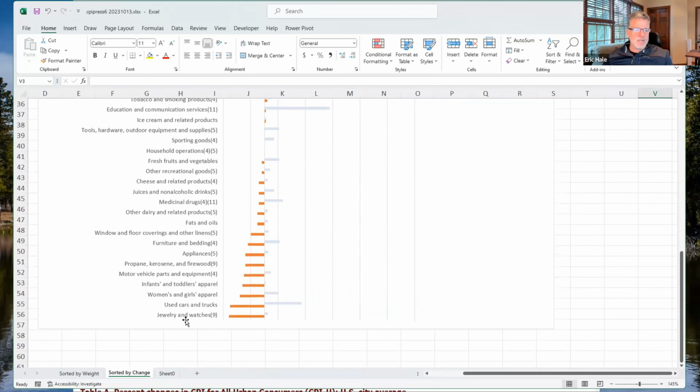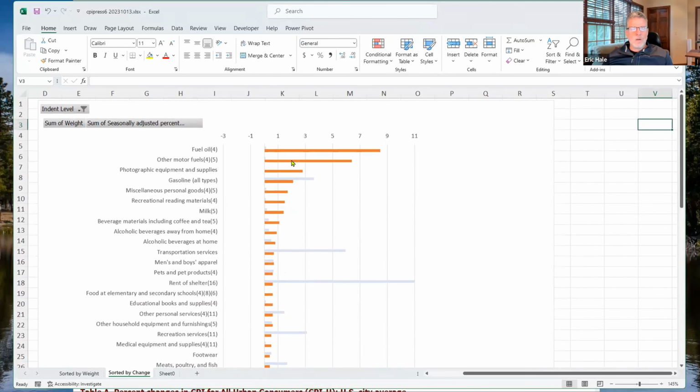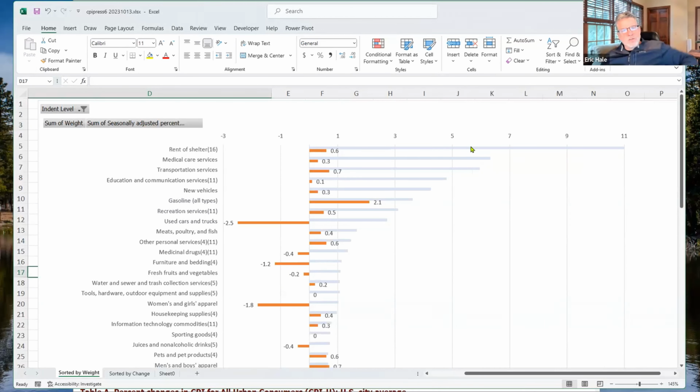And if we scroll down to the bottom, we see jewelry, watches, used cars and trucks, and these are the things that actually went down. So this is sorted by the things that changed the most. The gray bars show the importance. So this table sorts by importance, and these are the things that are weighted more heavily in the CPI. So rent of shelter, which was up 0.6% month over month, a significant number, medical care services, transportation services. So if you just squint your eyes and look at what's based on importance, what's happening with inflation, you see more orange bars going to the right. There are some significant ones to the left, but probably not enough to overall swing this thing in the direction that it needs to go. We still have inflation going up.